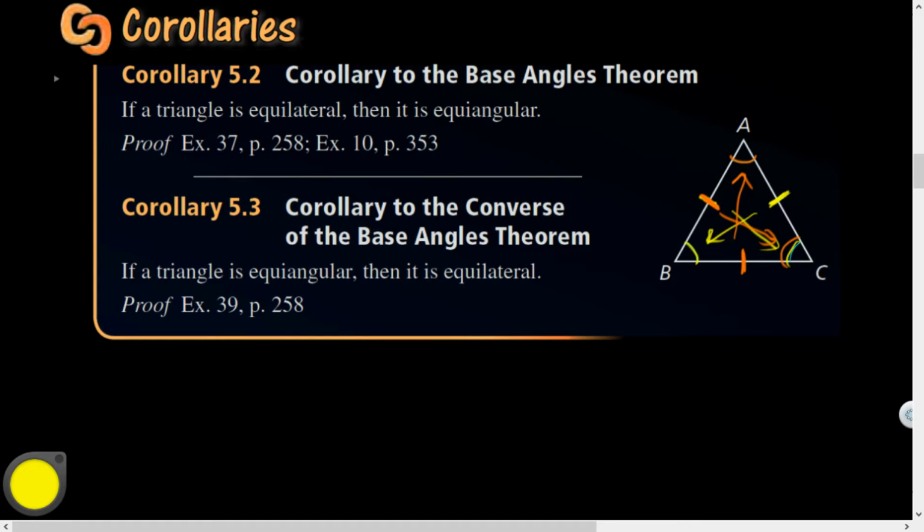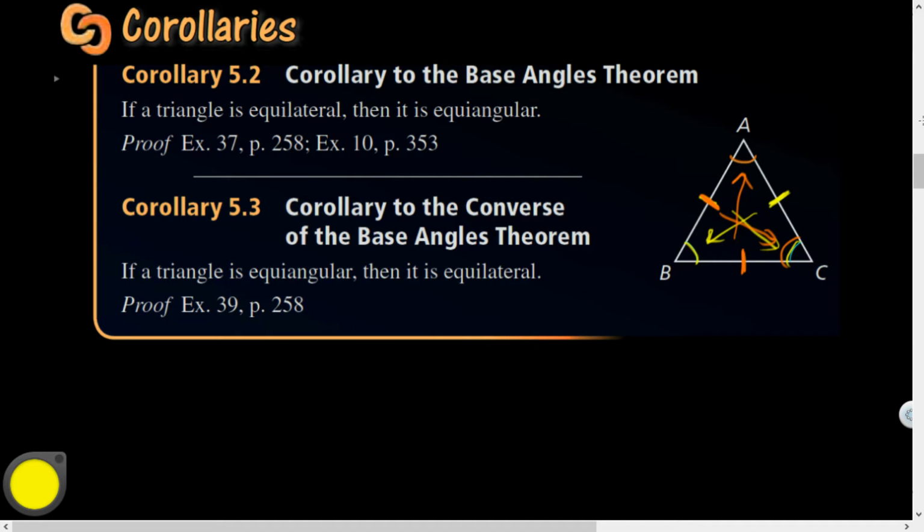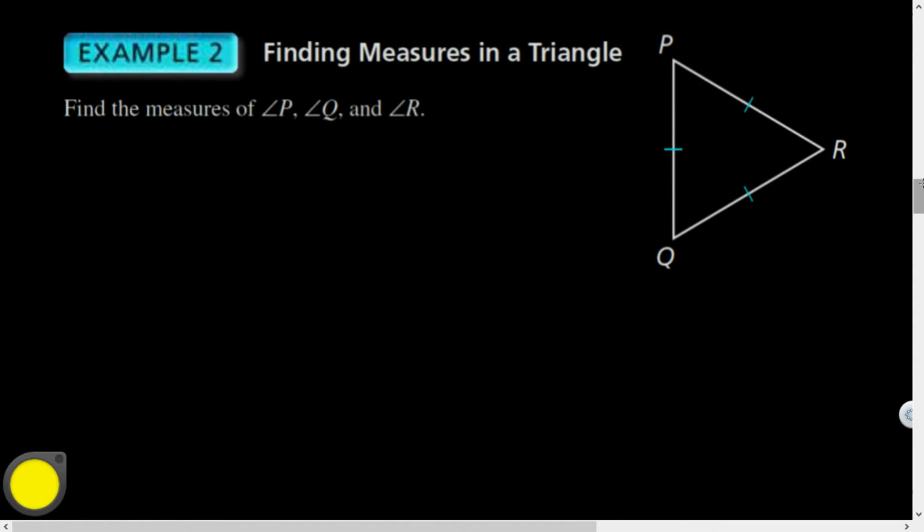All right, let's put this to work. And I think you guys probably have believed this for much of your lives. I think you probably already assumed that these were true. So it says this: find the measures of P, Q, and R. Wait, they didn't tell me any measurements, guys. All right, corollary to the base angles theorem, they're all congruent. What else do I know?